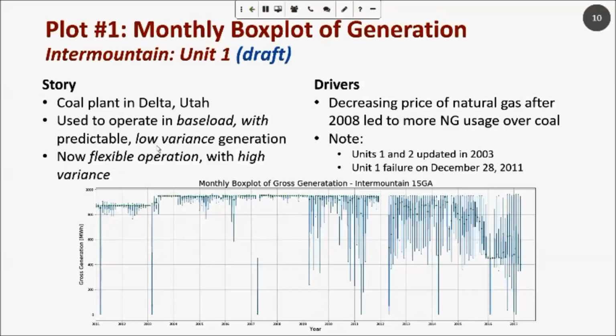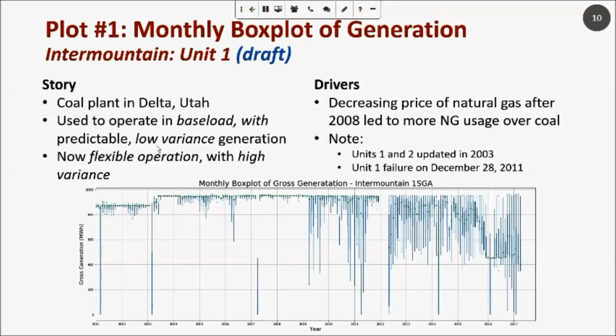So in looking at some of the drivers, what's actually causing this change in operations, one of the primary things that stands out is that natural gas has come down in price to a great degree and led to a preference for electric generation using natural gas instead of coal. A few other interesting things to note on this plot.